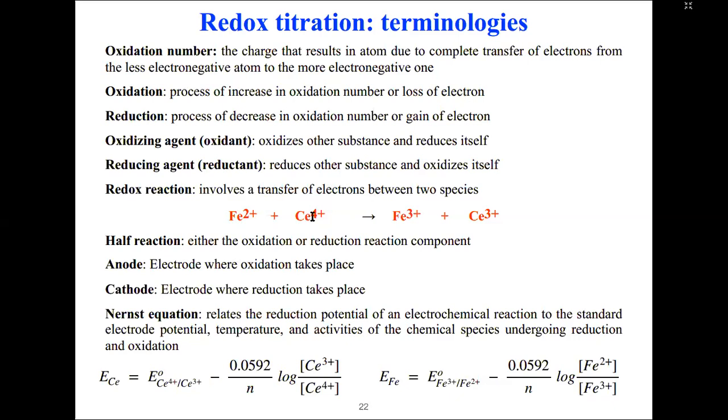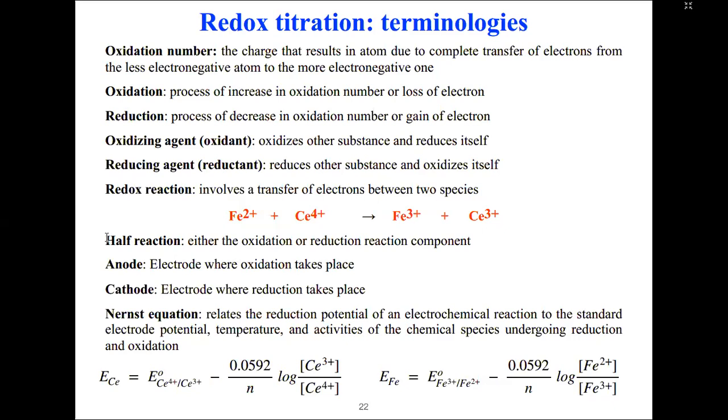So for the other case, for cerium, cerium 4 plus goes to cerium 3 plus. So there is a decrease in oxidation number from 4 plus to 3 plus. And the decrease occurs when you gain the electron. How many electrons are gained? One electron is gained. So cerium 4 plus to cerium 3 plus is a reduction process. Okay. This is the overall redox reaction.